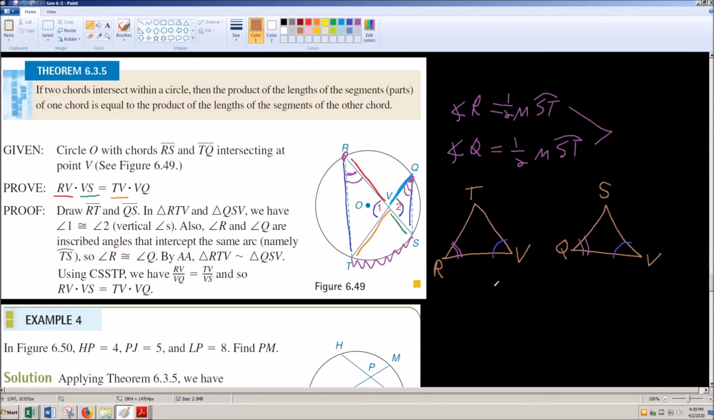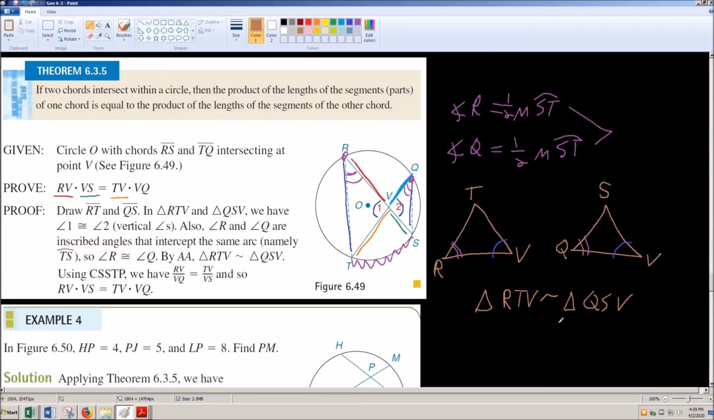So what I'm basically saying is that I have triangle RTV is similar to triangle QSV. So what is special about that? Well, the corresponding sides of similar triangles are proportional.